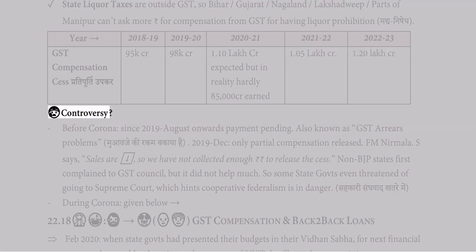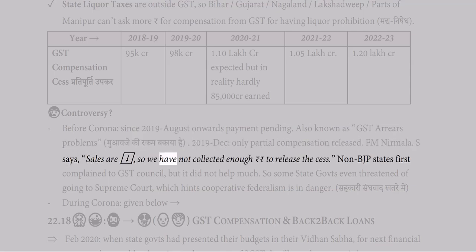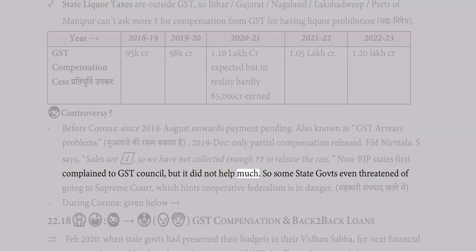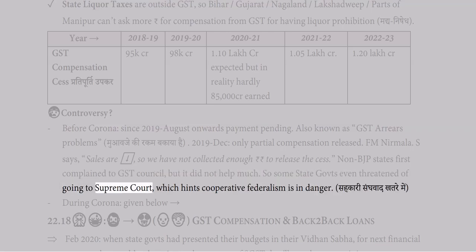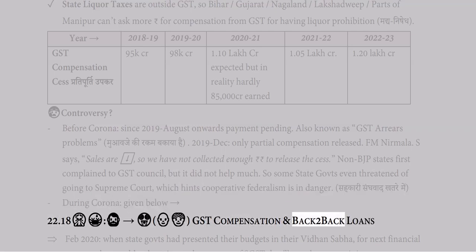Controversy: before Corona, since August 2019, payment was pending. Also known as the GST arrears problem. In December 2019, only partial compensation was released. FM Nirmala Sitharaman says sales are down, so we have not collected enough to release the cess. Non-BJP states first complained to the GST Council, but it did not help much. So some state governments even threatened to go to the Supreme Court, which hints cooperative federalism is in danger. During Corona: GST compensation and back-to-back loans.